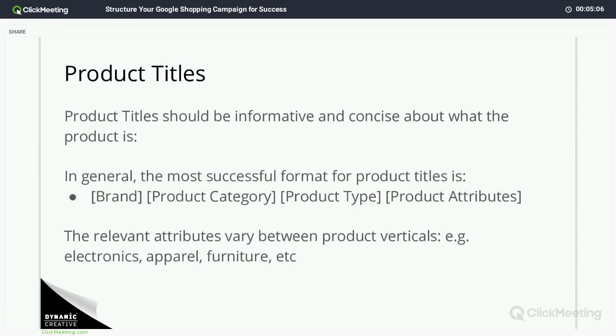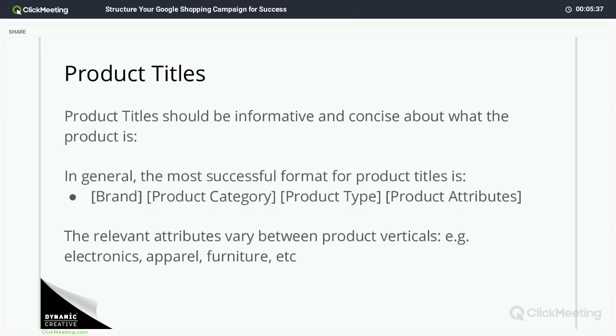So in general, this means that the most successful format for a product title is brand, followed by product category, followed by product, and then finishing off with product attributes. So the relevant attributes do vary from vertical to vertical. For example, the relevant attributes of a product which are most important will be different for electronics versus apparel versus furniture. So it's a little bit abstract, so we'll run through a few examples from a few different verticals.